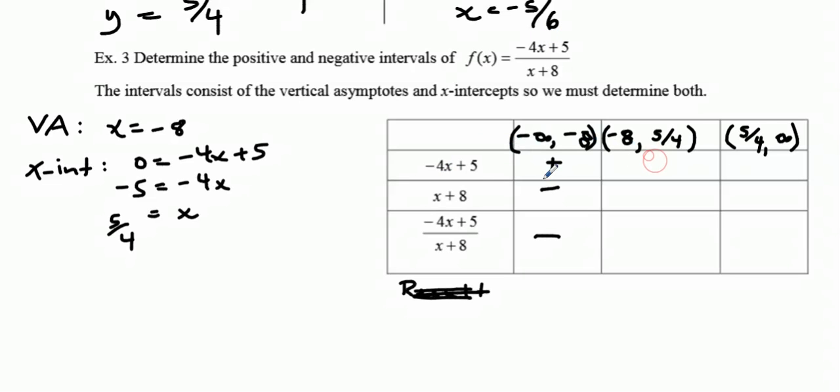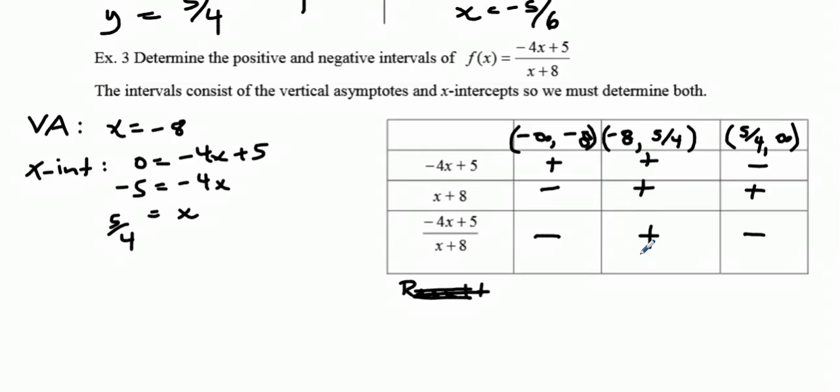Between -8 and 5/4, how about 0? If we put in 0 here, sorry, I should go over here. That's 5, that's positive. Put 0 in here, that's positive. And a positive divided by a positive is a positive. Put in positive 100 here: -400 plus 5, which is negative. And positive 100 here would be positive. And these divided would be a negative.